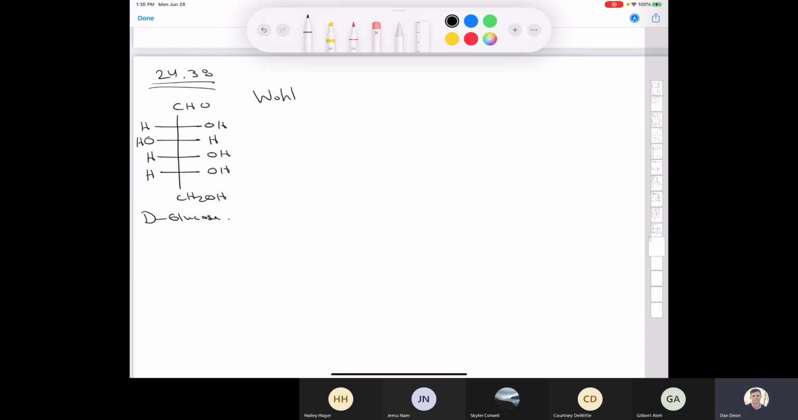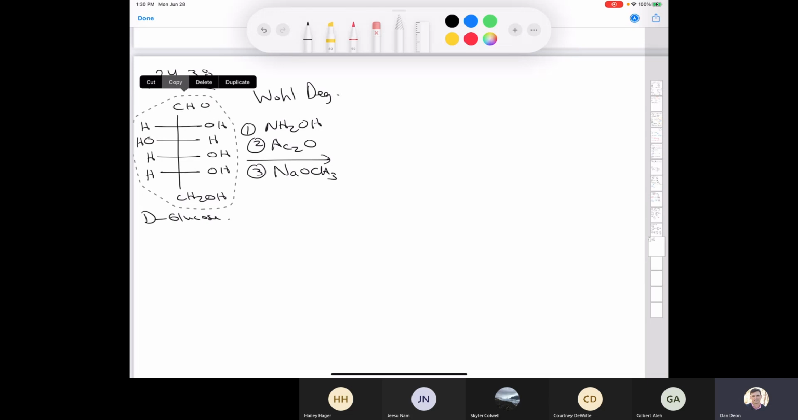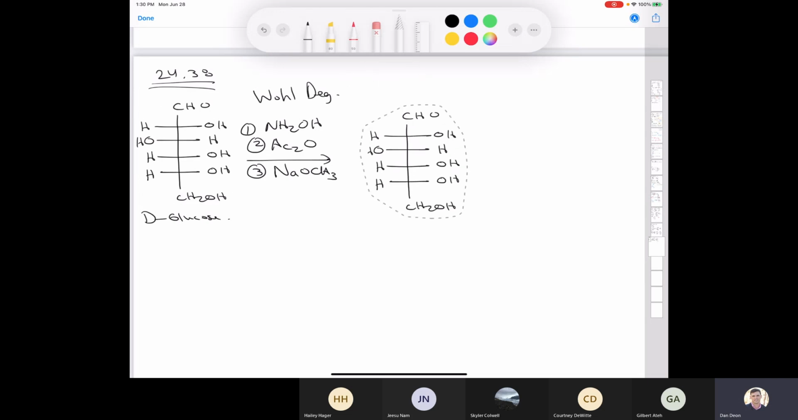So first we have a Wohl degradation. In the Wohl degradation, in step 1, we treat it with hydroxylamine. Step 2, we treat it with acetic anhydride. And then in the third step, you treat it with sodium methoxide. And that's going to remove a carbon, isn't it? So if we take our original D-glucose molecule, we can literally just copy it and edit it because we're just removing a carbon. So we're going to put this like this. We're going to erase this. We're going to erase all this stuff here.